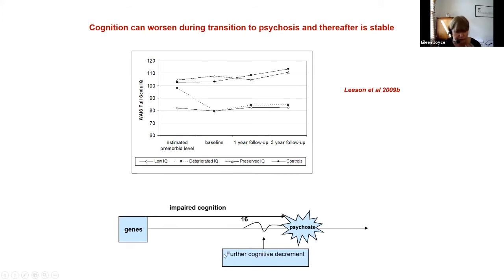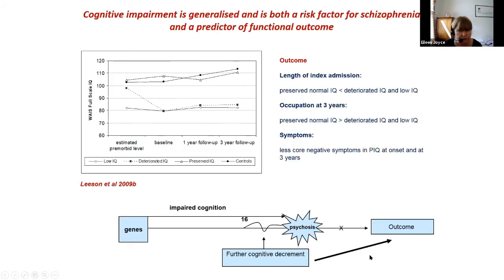So this then suggests that we have a group with impaired cognition throughout their life, and something is happening around the transition to psychosis causing a further cognitive decrement in some patients. This finding has consequences for long-term outcomes. So we found that in groups that had a low IQ or whose IQ had deteriorated over the transition, their length of admission to hospital with their first episode was much longer than those who had the preserved normal IQ.